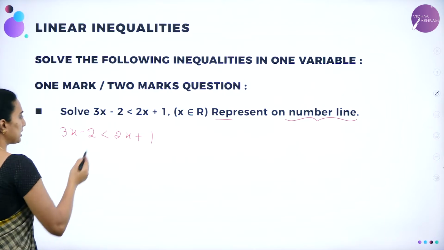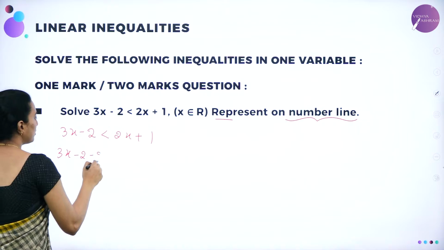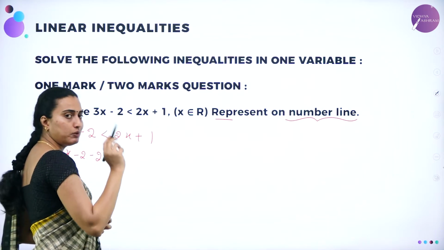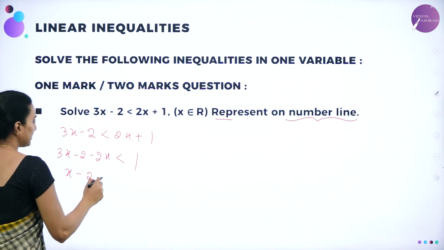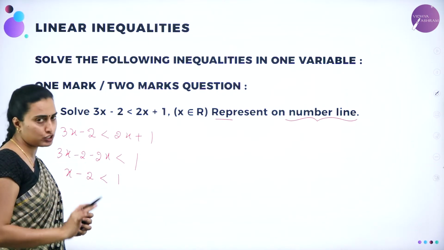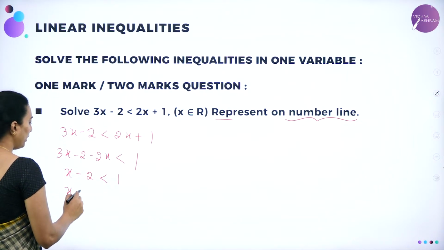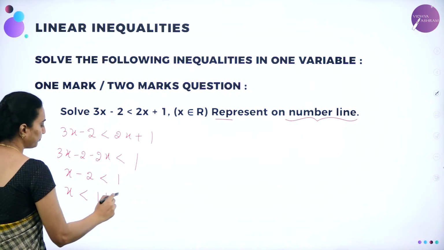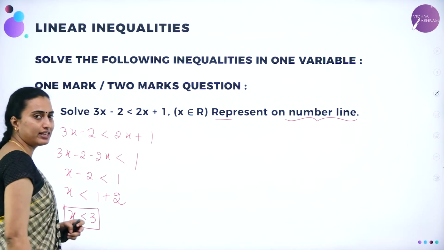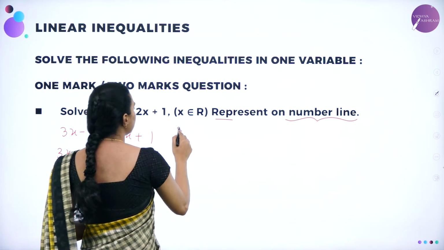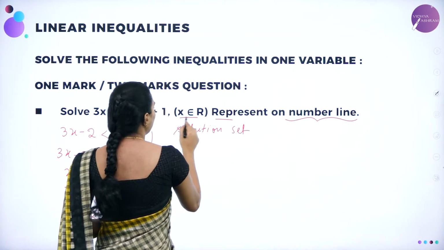Now I do not want 2x. I am going to subtract 2x on both the sides. So 3x minus 2 minus 2x is lesser than, minus 2x plus 2x will go, 1 is remaining. Now 3x minus 2x is x minus 2 is lesser than 1. Now I am going to add plus 2 on both the sides because I do not want here to be 2. So x minus 2 plus 2 will go. X is lesser than 1 plus 2. Now therefore x is lesser than 3. This is what you got, the value of x. X is lesser than 3 means what is the solution set can be written as? Solution set is given by, they have given x belongs to R.